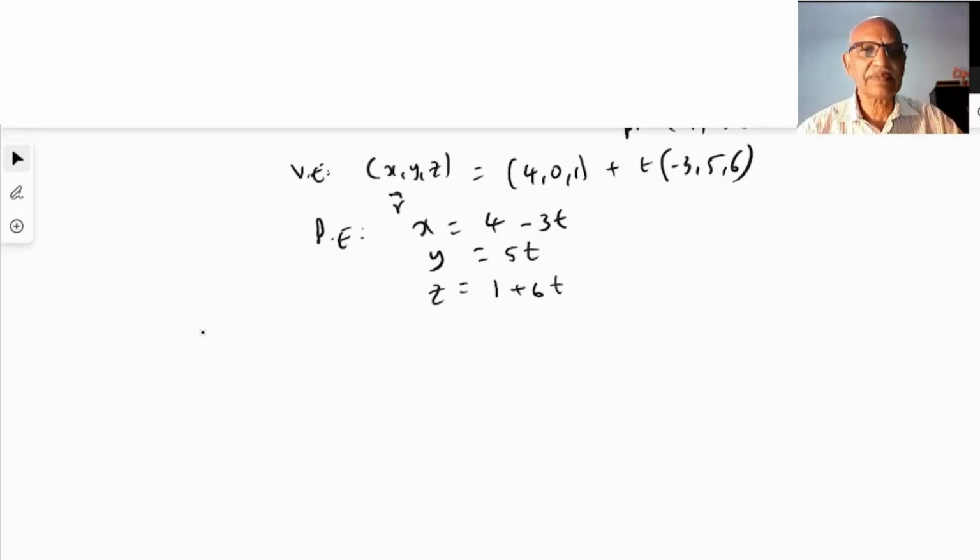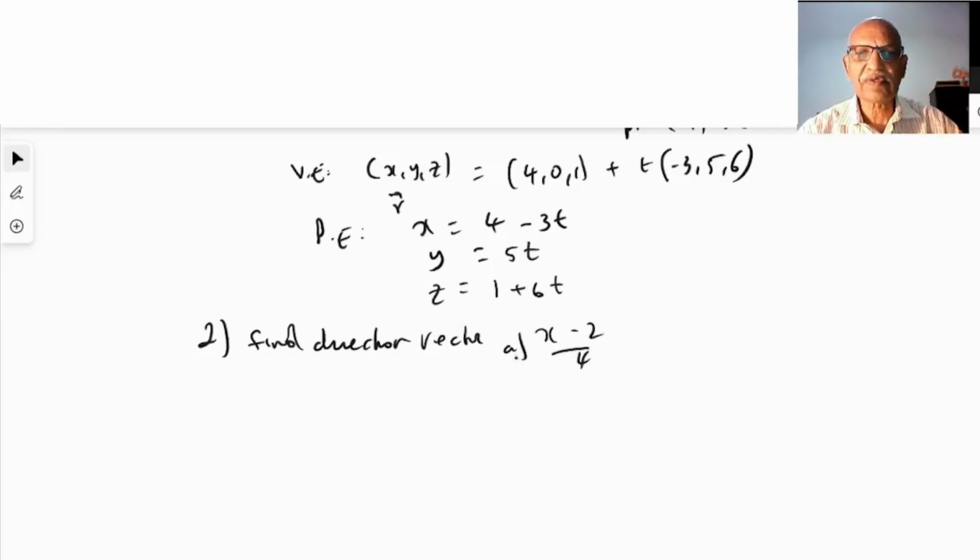Okay, this is example number 2. I am given, find the direction vector. If I have (x minus 2) over 4 equal to (y plus 5) over 2 equal to z minus 3, this is always over 1. Therefore, the direction vector is, the denominators, 4, 2, 1.